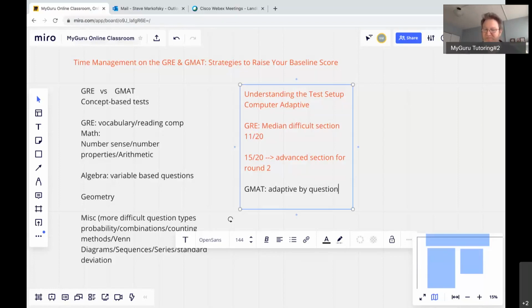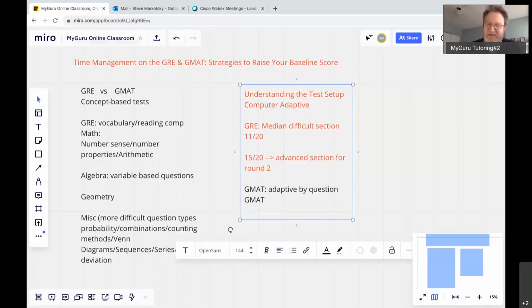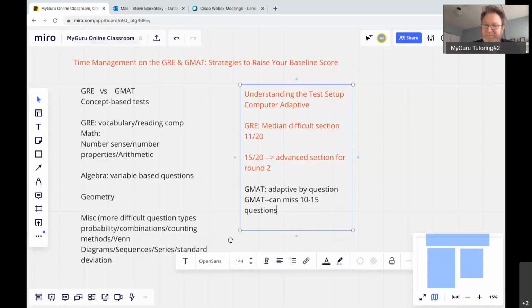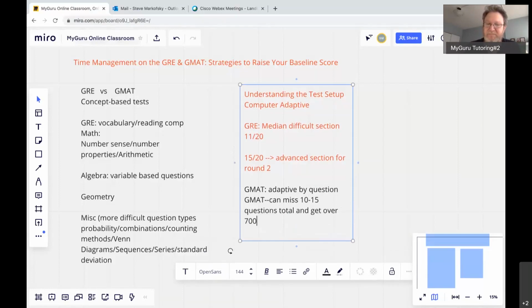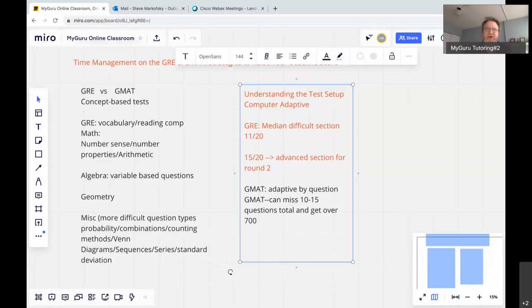On the GMAT, for example, and this is different from test to test, you might be able to miss 10 to even 15 questions total and still get over 700. On the GRE, if you miss, say, 5 questions on the first section, the median section, and that's good enough to send you up to the harder section, then you can miss a bunch on the hard section because you've already raised your baseline. So a big part of this is strategizing how you are going to skip questions that you're not comfortable with.